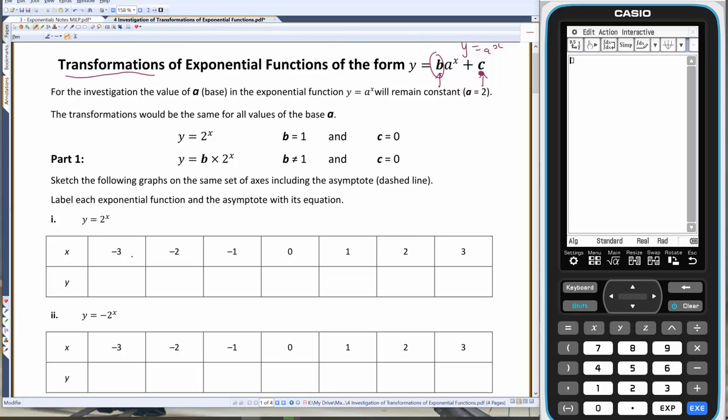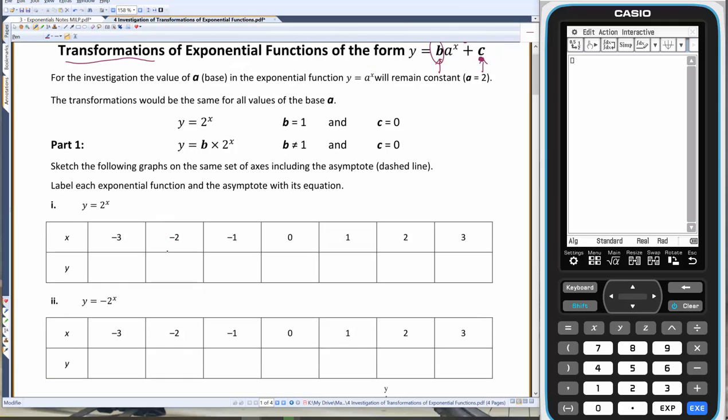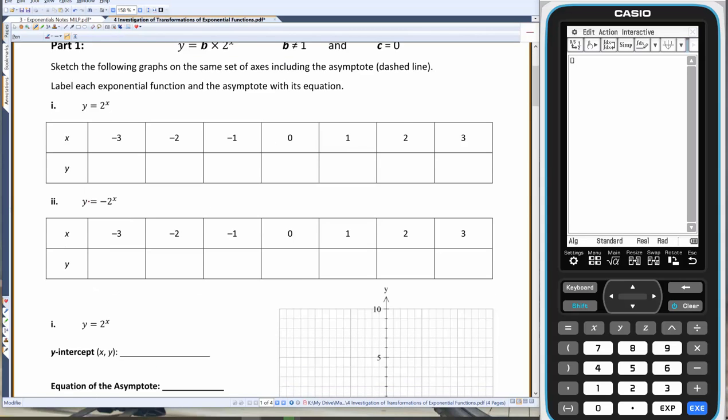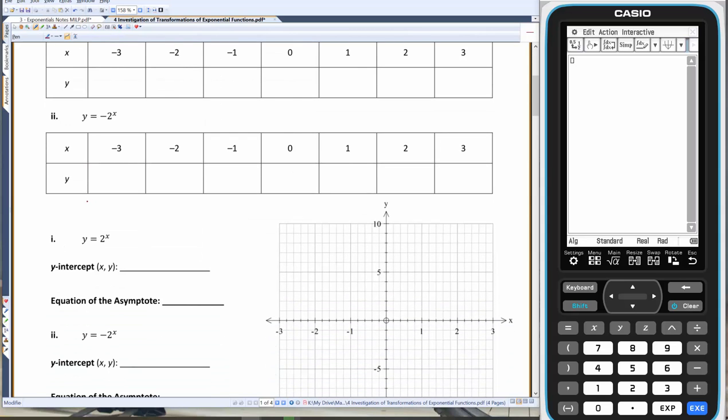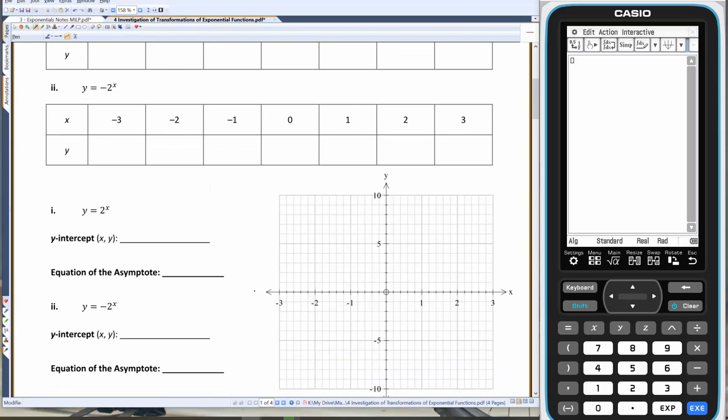So there's going to be a fair bit of calc work here, and what I'm going to get you to do is stop and pause the video and play it at various points. Okay, so we're going to keep the base constant at a equals 2. We're going to use the same base, a equals 2, and investigate that. So we've already done 2 to the x and negative 2 to the x. So what I'm going to get you to do now is fill in the table of values and draw the graphs.